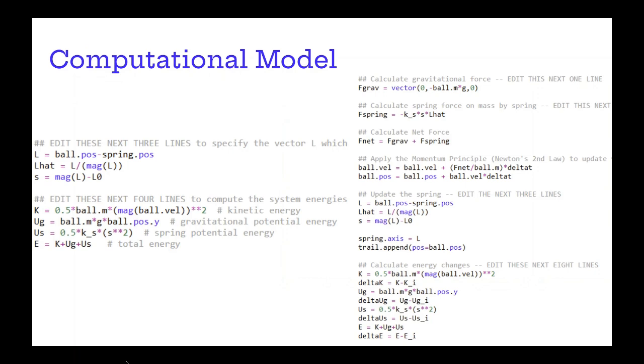Entering into our while loop, we found the net force and used Newton's second law to update the object's velocity and position, and we updated our spring as well as the force of the spring equation. We finally calculated the energy changes using the same equations as before and found the difference between the current energy and initial energy relative to our system.